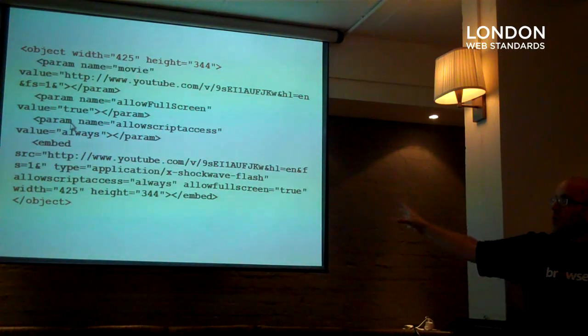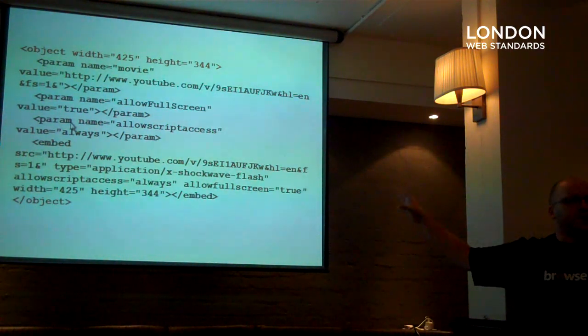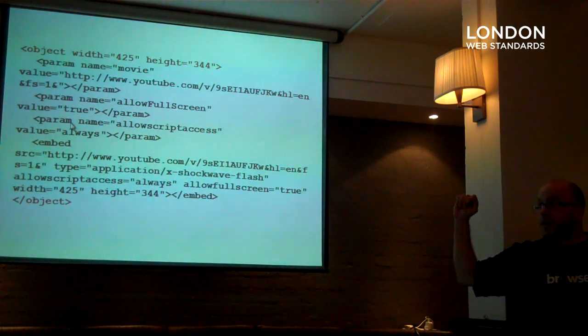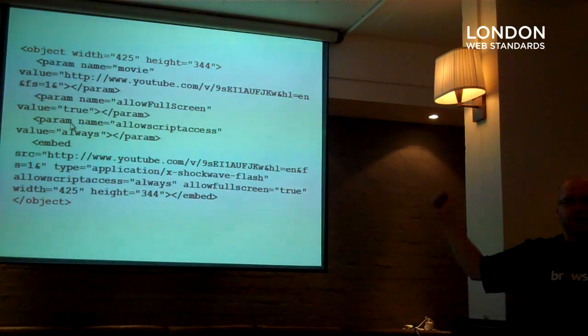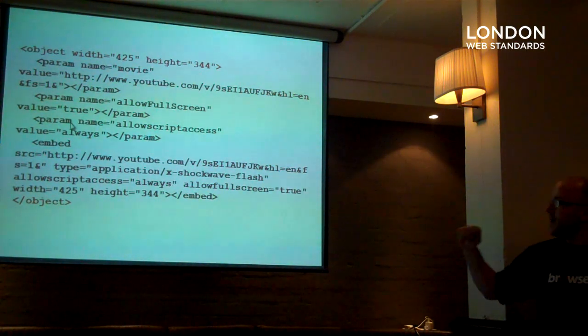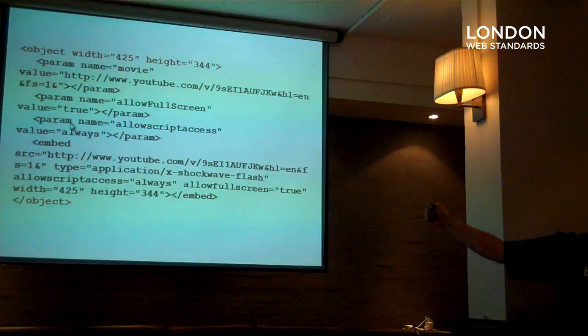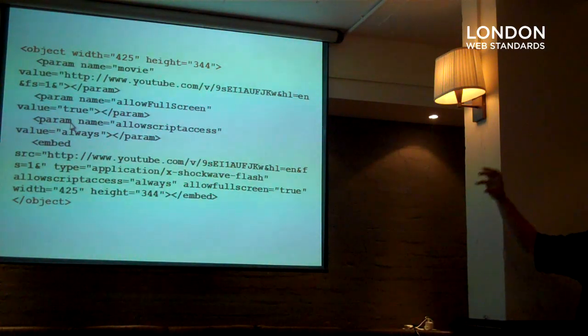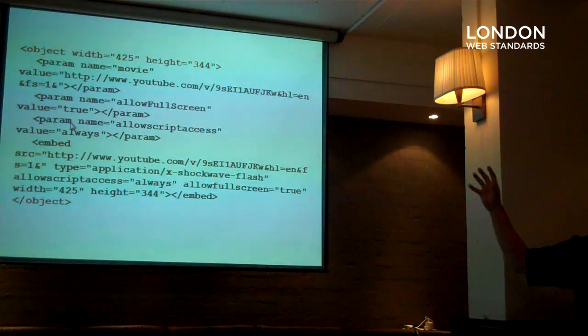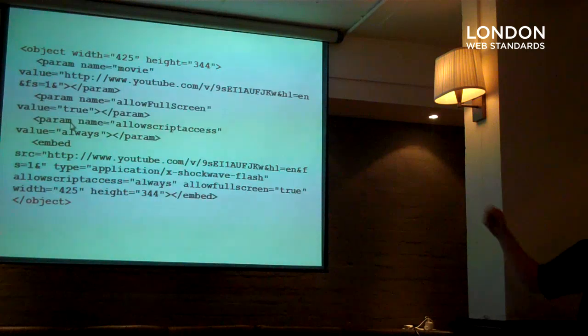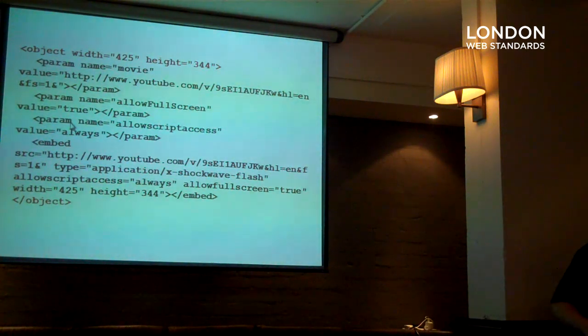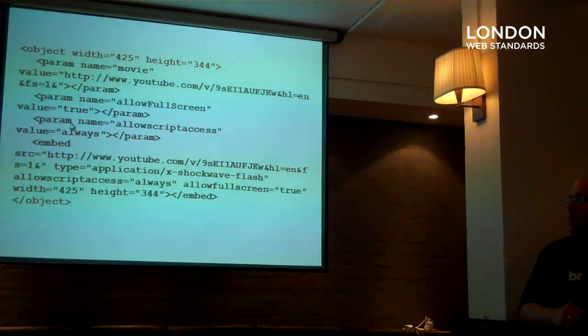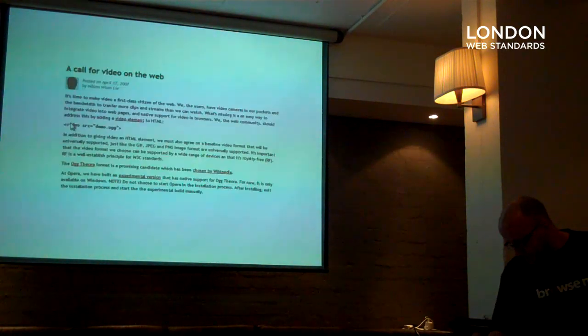This is kind of cargo code. You grab it, you don't try to understand it. You wouldn't want to write it by hand, but if you do, well, good on you. Basically you take this stuff. It's an object, it's also got a fallback embed in there, loads of parameters. You don't really quite understand how it works, you don't really care about it, you grab it, you put it in your pages. Not the nicest way to go about things.